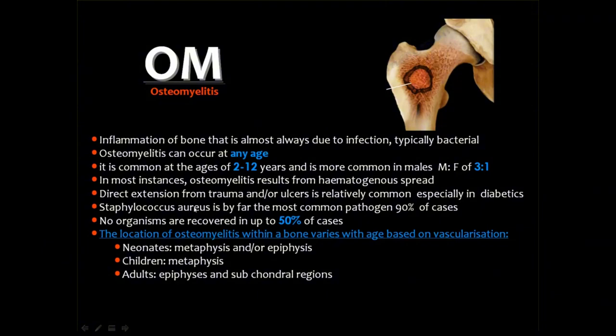Staphylococcus aureus is the most common pathogen, which can be isolated in about 90% of the cases. However, in up to 50% of the cases, no organisms can be recovered. The location of the osteomyelitis has some age distribution. In the neonates, it affects the metaphyses and or the epiphyses, while in children, it predominantly affects the metaphyses. In adults, there is epiphyseal affection and subchondral extension.